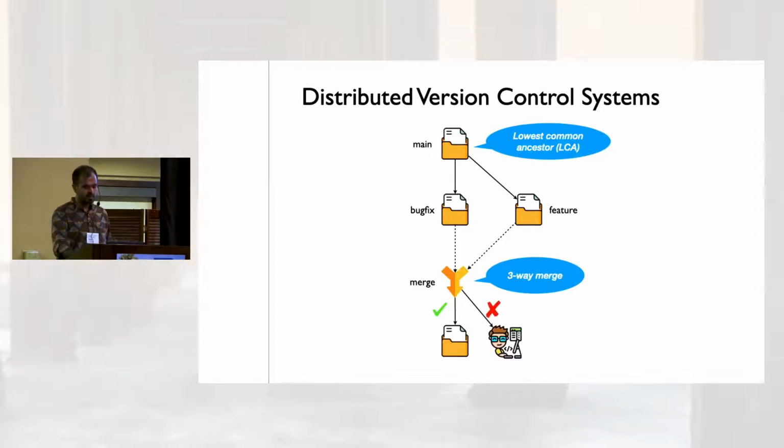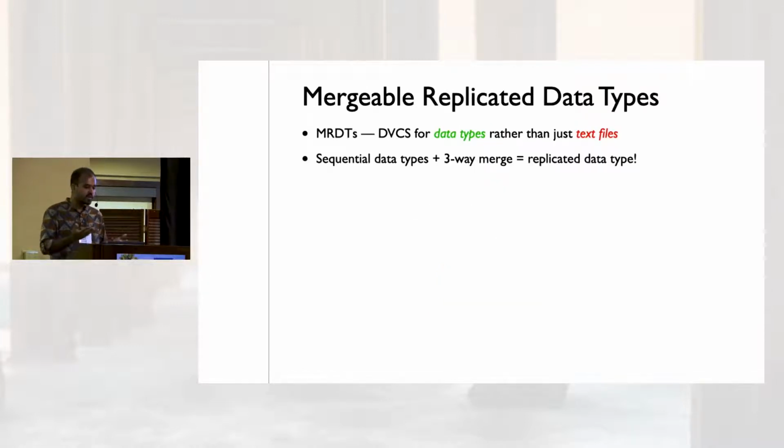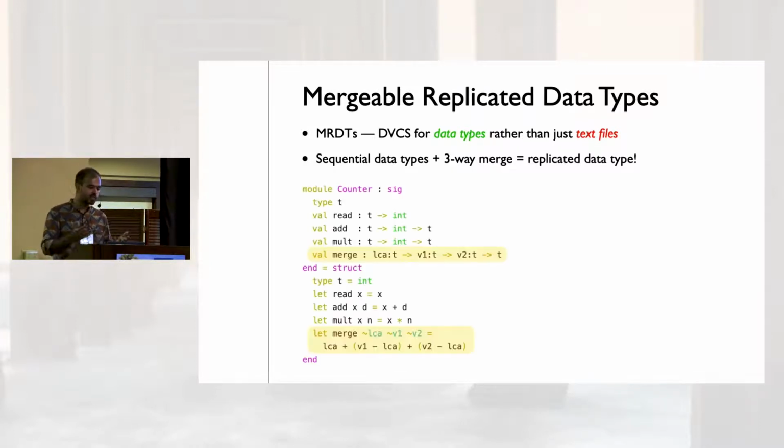This merge can either succeed with the new merged file, or it may fail. Git will say, hey, you have conflicts, I don't know how to resolve these conflicts. It will present these conflicts to the user, and the user will have to manually resolve them. Mergeable replicated data types take this idea and apply it to arbitrary data types rather than just text files. The promise of mergeable replicated data types, MRDTs, is that you could take your own sequential data type, slap a three-way merge function on top, and what you would have is a replicated data type, right? That's the promise.